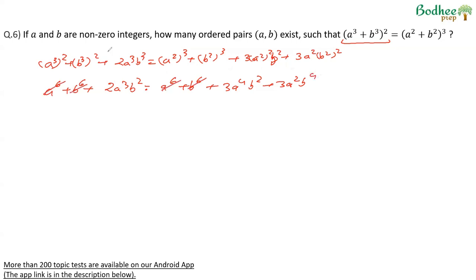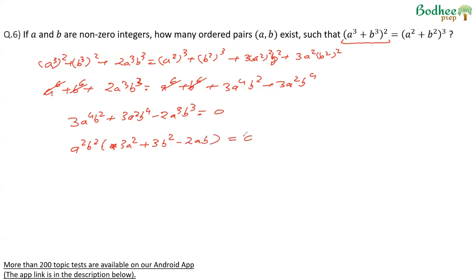a6, a6 cancel. Therefore, 3a raised to power 4 b square plus 3a square b raised to power 4 minus 2a cube b cube is equal to 0. Taking a square b square common, we get a square b square into (3a square plus 3b square minus 2ab) is equal to 0.